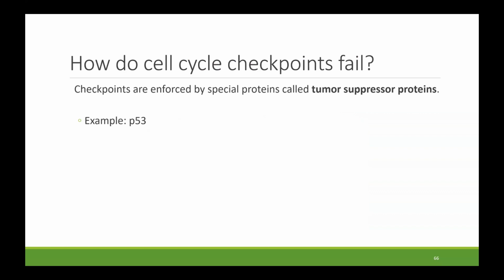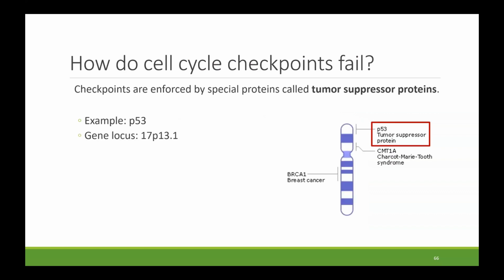The gene, the instructions for making P53, is located on human chromosome 17 on the P arm, which remember is the small arm, and at position 13.1. So here on the right, you see a diagram of human chromosome 17, and the P53 gene is highlighted.